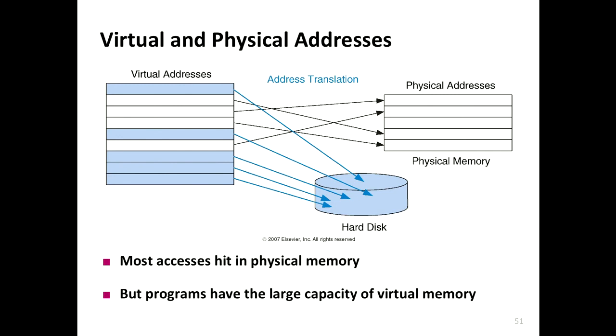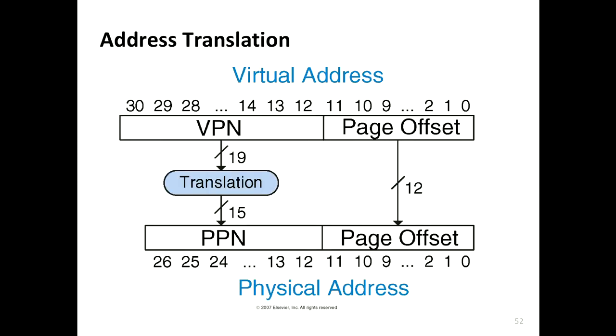So if you want a very performant system, most of the accesses you do on the virtual addresses would already be there in the physical main memory. So you will have a hit from the virtual address to the physical address space. Exactly. And so let's see how this whole address translation happens.